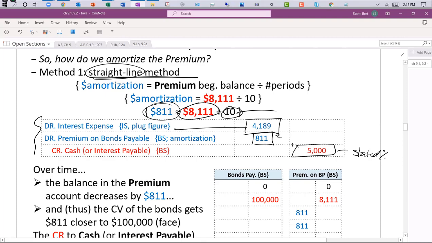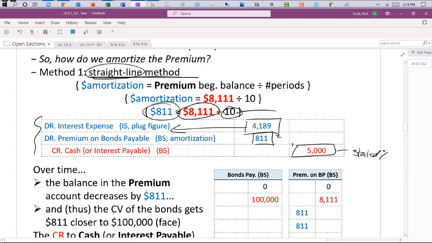That's what your true interest expense is. Our true interest expense is about $4,200. It's not $5,000. We're paying cash for $5,000 every single time we make an interest payment. But the true cost to us is only $4,200.